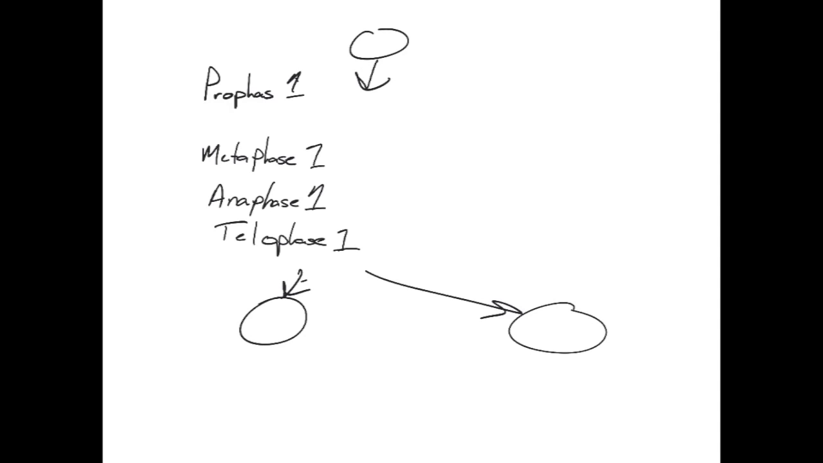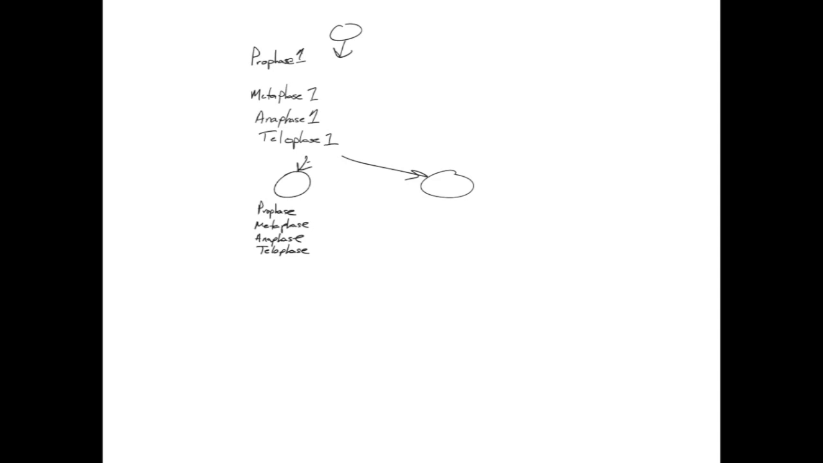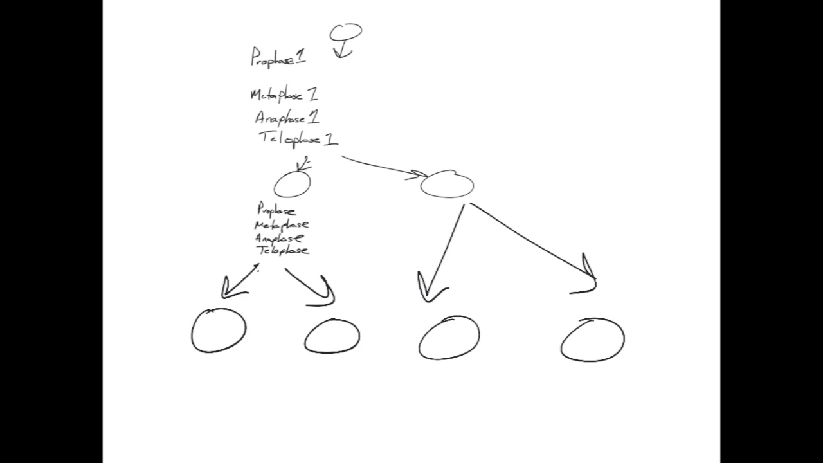Then each of these cells goes through prophase one, two, right? Each of these cells does prophase, metaphase, anaphase, and telophase. So if each of these cells is going to do those steps, each of these cells is going to produce how many cells? Two. So at the end of meiosis, you end up with how many cells? Four cells.